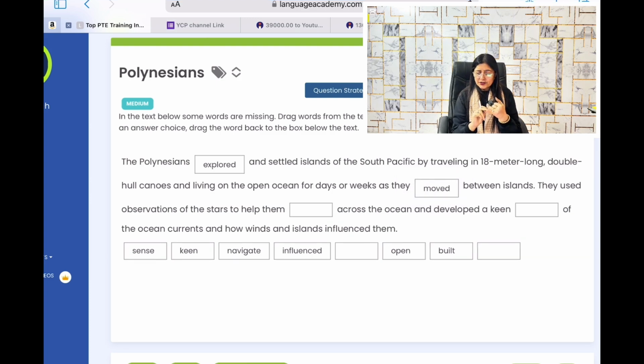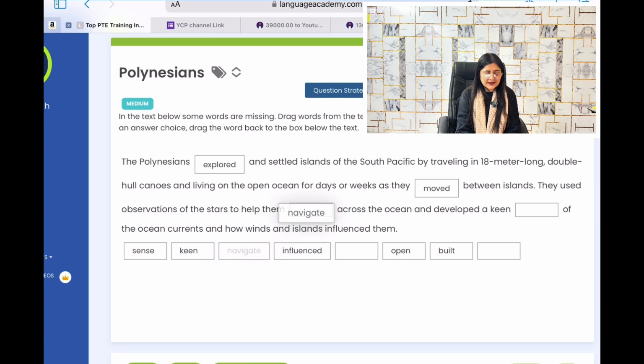They used observation of the stars to help them dash across the ocean. So you might have heard, and this type of passage usually comes like people used the pole star for navigation purposes. Now we have GPS for navigation, but initially this was the method which was used by them to explore their path or to find out their routes. Okay. So they used observations of the stars to help them dash across the ocean. So what they were doing to help them dash, we will be using V1.